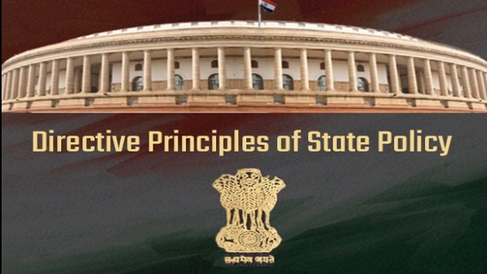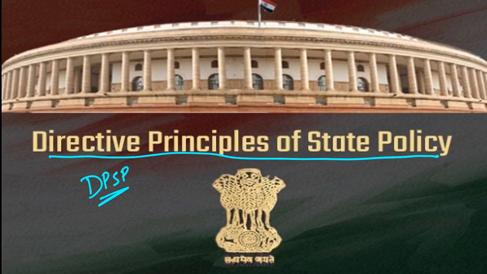In today's session, let's discuss Directive Principles of State Policy. In short, let's call Directive Principles of State Policy as DPSP. The DPSP are enumerated in Part 4 of our Constitution from Articles 36 to 51.